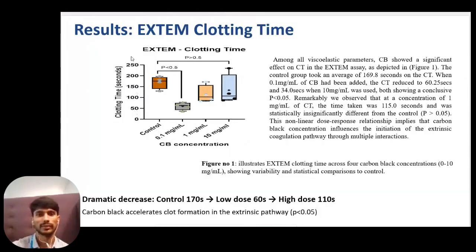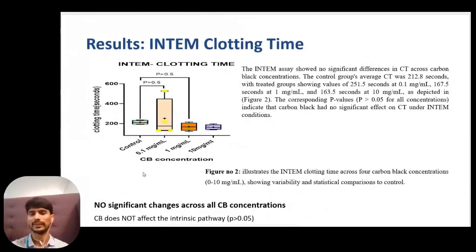This is our concentration: control, 0.1 microliter, and 10 microliter per milliliter. This is our time axis: 0, 50, 100, like this. Mainly in this graph we can observe a dramatic decrease. The control, without adding carbon black, took 170 seconds clotting time, the low dose 0.1 microliter took 60 seconds, and the high dose took 110 seconds. Carbon black isolates the effect to the extrinsic pathway because it shows only a decreasing time. It shows the effect only at lower doses, with p value less than 0.05.